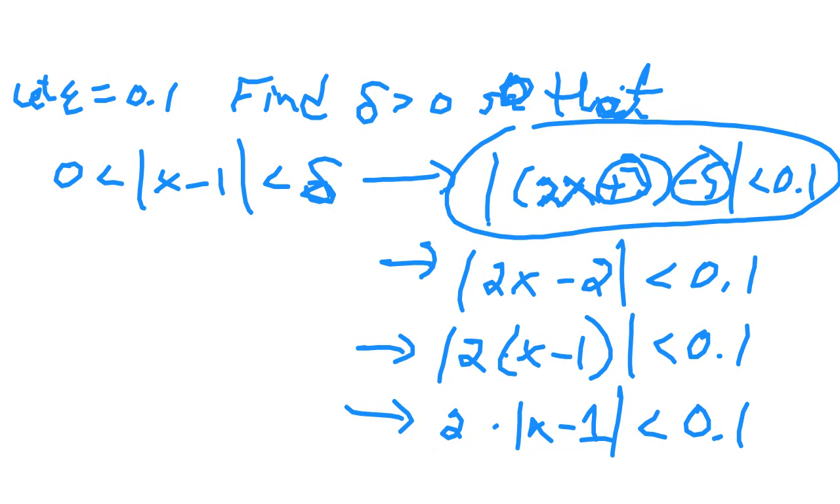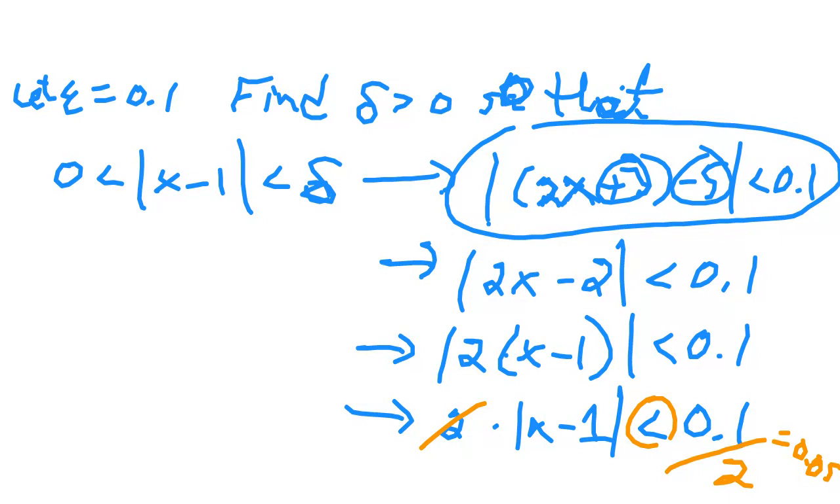And then, of course, what could I do now? I could cancel this, or divide both sides by 2. And if I divide both sides by 2, my inequality doesn't change, because the only way an inequality changes is if you multiply or divide by a negative number, which we're not doing. And of course, this actually equals 0.05, right? So 0.05 is what this is.